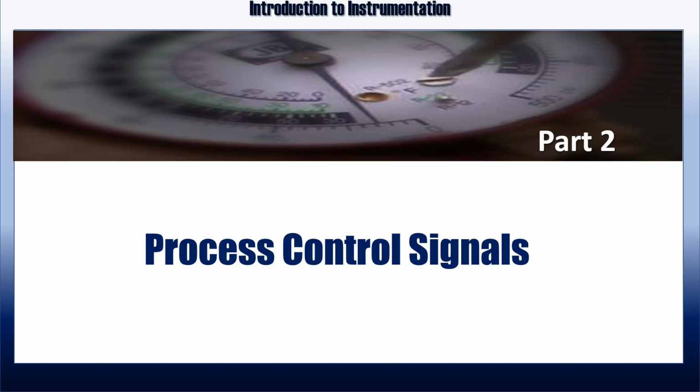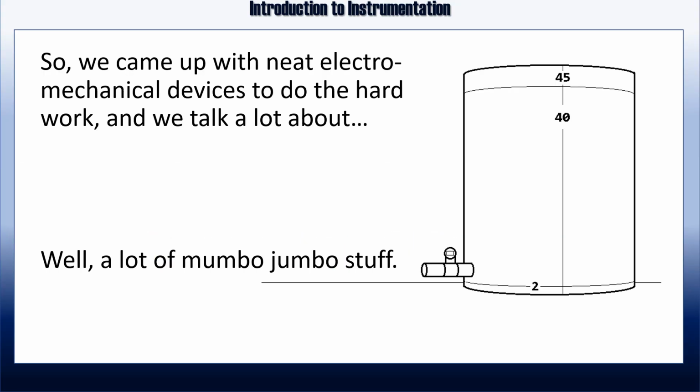This is Process Control Signals, Part 2. In our last video, we talked about some neat electromechanical devices that we developed over the years to do all the hard work. And we did a lot of talking about some of the terms, etc. And at the very end, we looked at a quick thumbnail sketch of the formula you use to calculate if your signal is on track. We're going to look at those formulas now in greater detail.